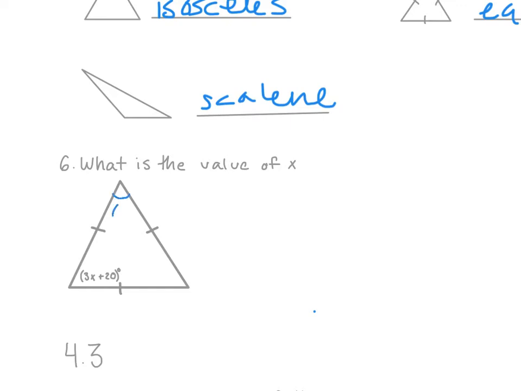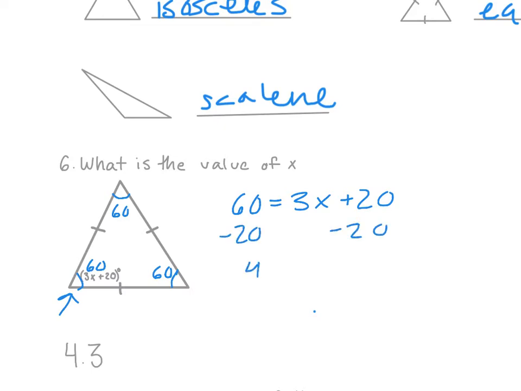60. So in an equilateral triangle, every single angle has to be 60 degrees. So if this angle here on the bottom left is 60 degrees, we would set 60 equal to 3x plus 20. And now we solve for x. So we subtract 20 from both sides, and we get 40 is equal to 3x. So x is equal to 40 over 3, or 13.3.